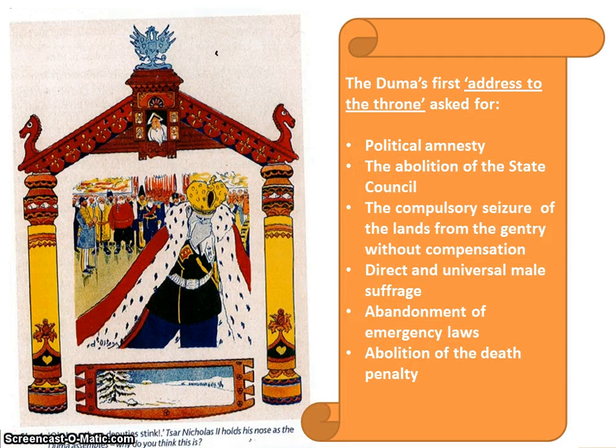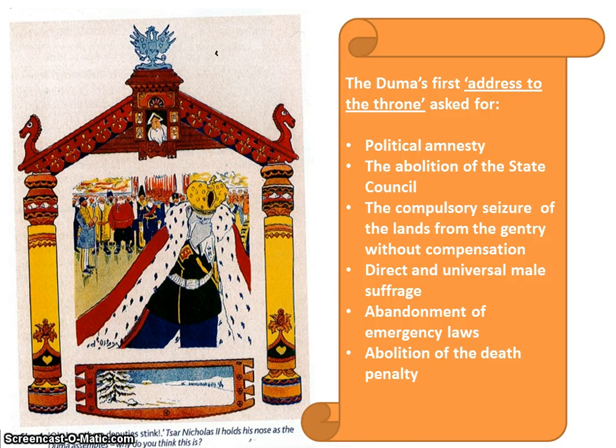So, the first Duma, in their first address to the throne, pull no punches, and they ask for a long list of huge reforms. They want political amnesty so that they can voice their opinions honestly and openly without fear of imprisonment or worse. They wanted the abolition of the upper house because they felt it contradicted the democratic gist of this whole experiment. They wanted compulsory seizure of lands from the gentry without compensation. They wanted direct suffrage, direct voting for all male members of the population. They wanted the abandonment of emergency laws and the abolition of the death penalty. So that first address to the throne was ambitious, and it was intended to really show what this new Duma was all about.